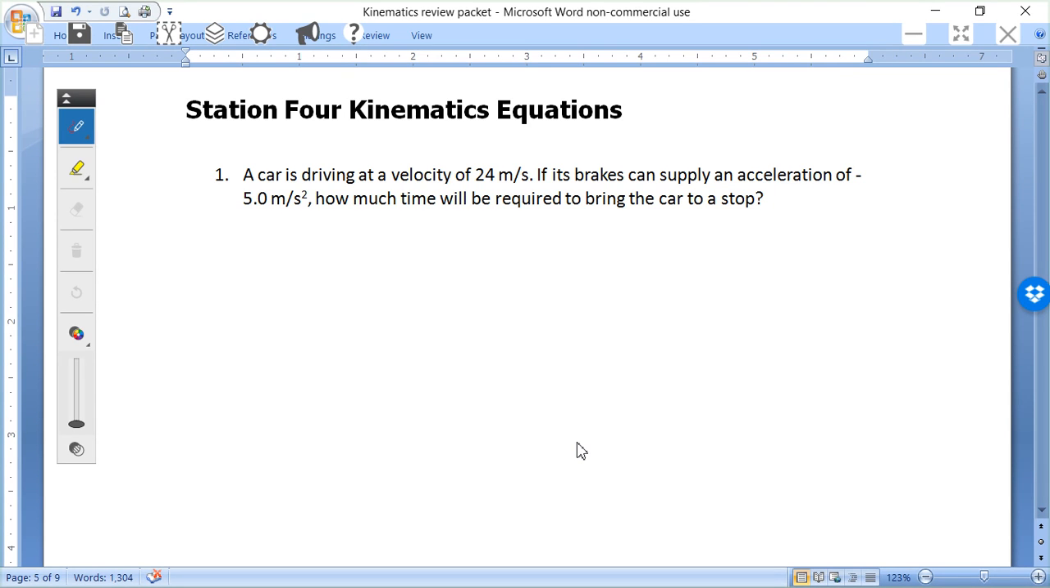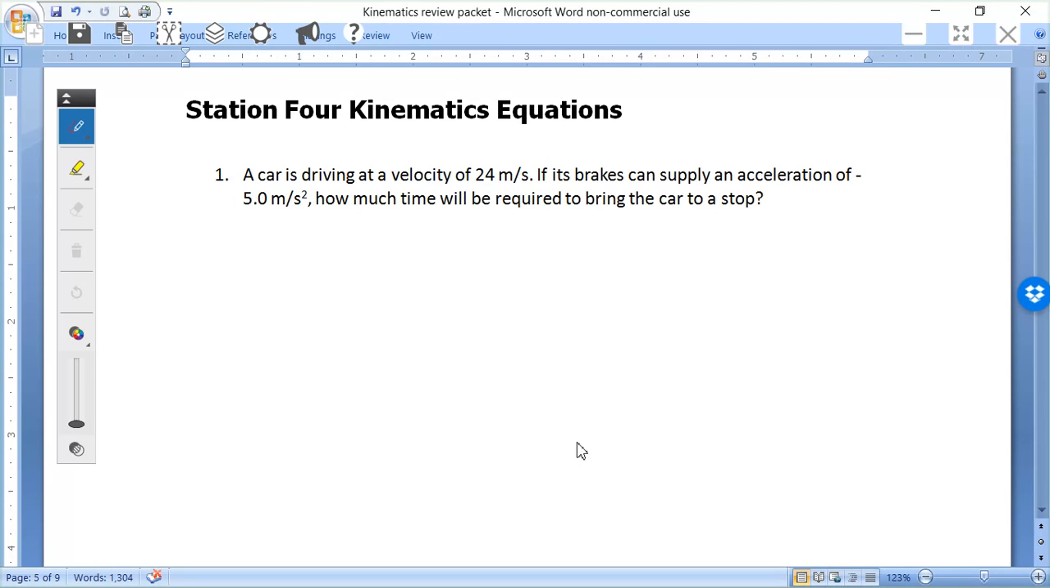Kinematics. This is a review of the first kinematics equation. A car is driving with a velocity of 24 meters per second. If it brakes, it can supply an acceleration of 5 meters per second squared. How much time will be required to bring the car to a stop?